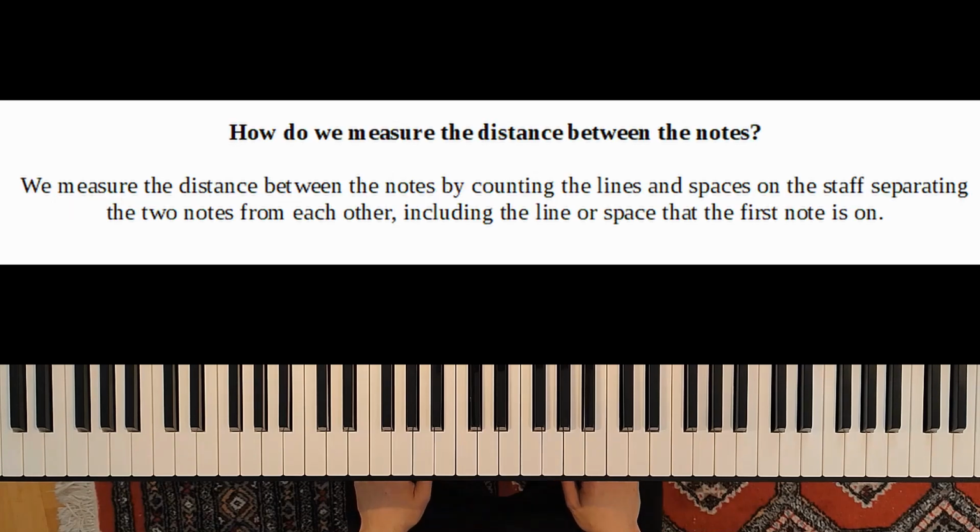Now, second question is, how do we measure the distance between the notes? We measure the distance between the notes by counting the lines and the spaces on the staff separating the two notes from each other, including the line or space that the first note is on. Let's look at the first example.